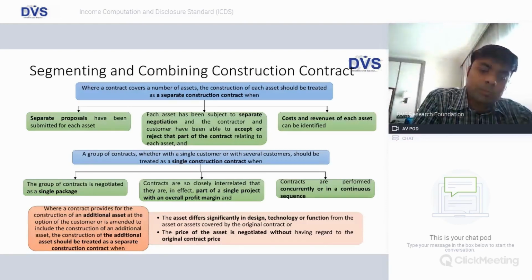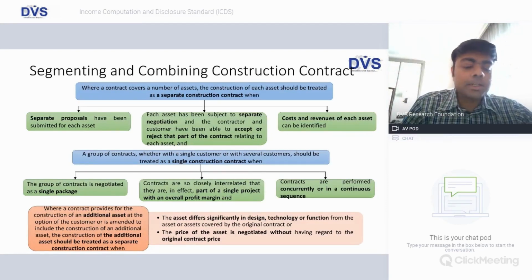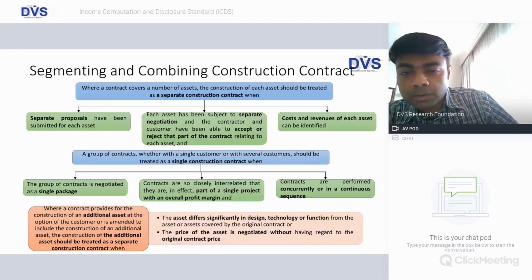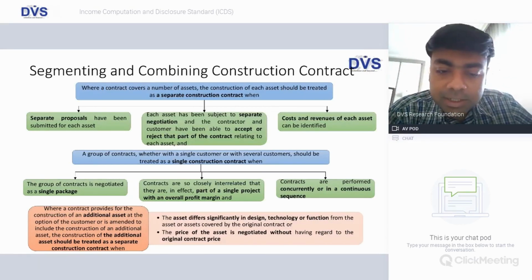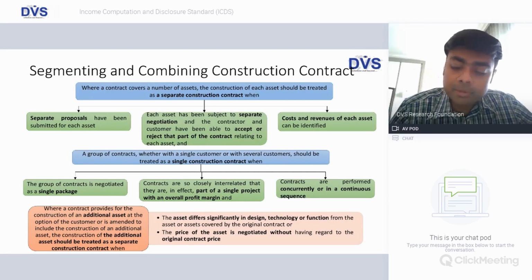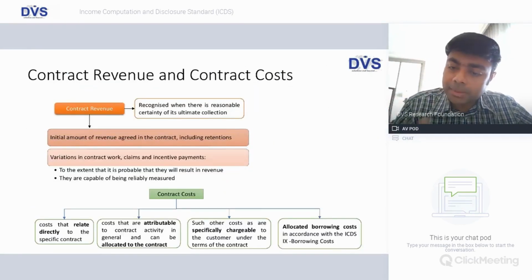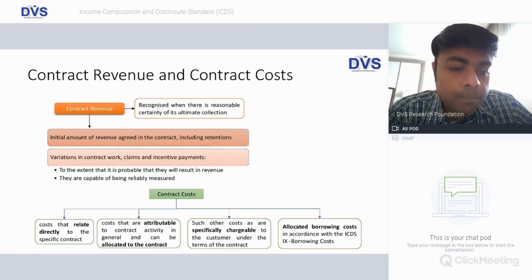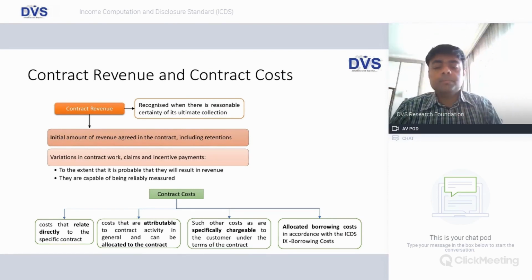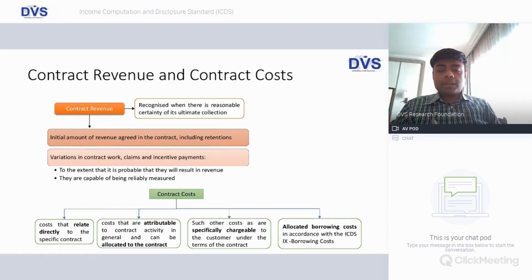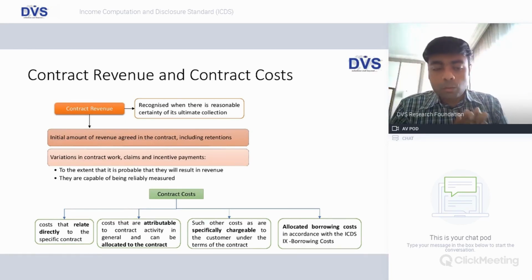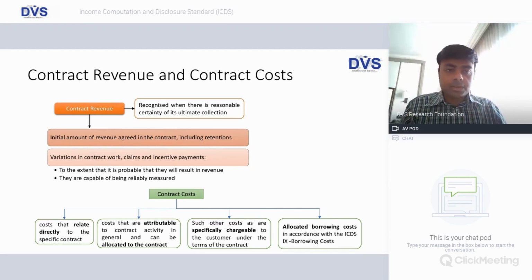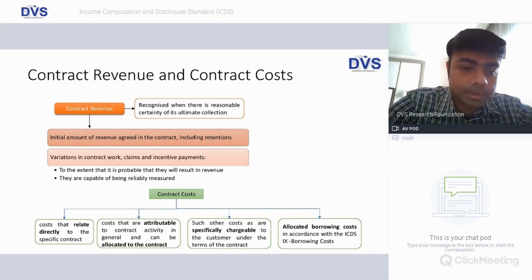Where the contract provides for an additional asset, such additional asset should be treated as a separate contract only if the asset differs significantly in design, technology, or function. The price of the asset is negotiated separately without having any relevance to the existing transaction. So we've seen where multiple assets built could be regarded as one contract, or one contract with multiple assets could be deemed as separate contracts as well. So based on facts and circumstances.